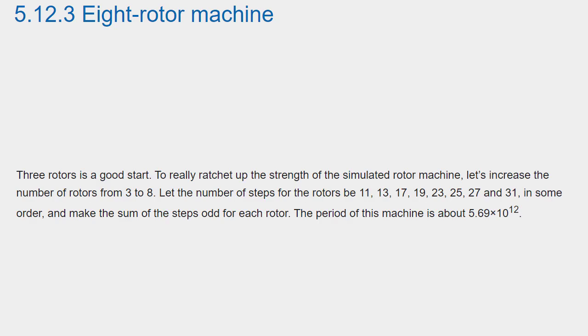Section 5.12.3 8-rotor machine. 3 rotors is a good start. To really ratchet up the strength of the simulated rotor machine, let's increase the number of rotors from 3 to 8. Let the number of steps for the rotors be 11, 13, 17, 19, 23, 25, 27 and 31 in some order, and make the sum of the steps odd for each rotor.